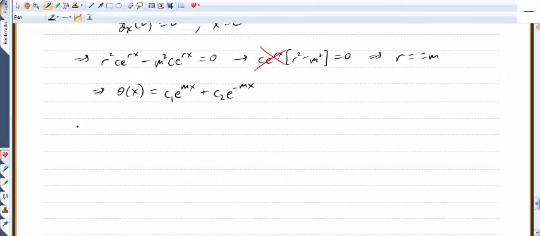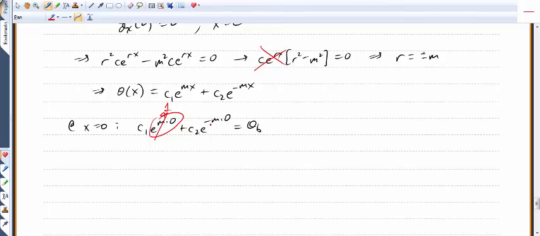So now we'll apply our boundary conditions. At x equals 0, we know that c1 times e to the m times 0 plus c2 e to the minus m times 0 is equal to theta sub b. Of course, e to the 0 is just going to be 1, as is e to the negative 0. So therefore, we say c1 plus c2 is equal to theta sub b.